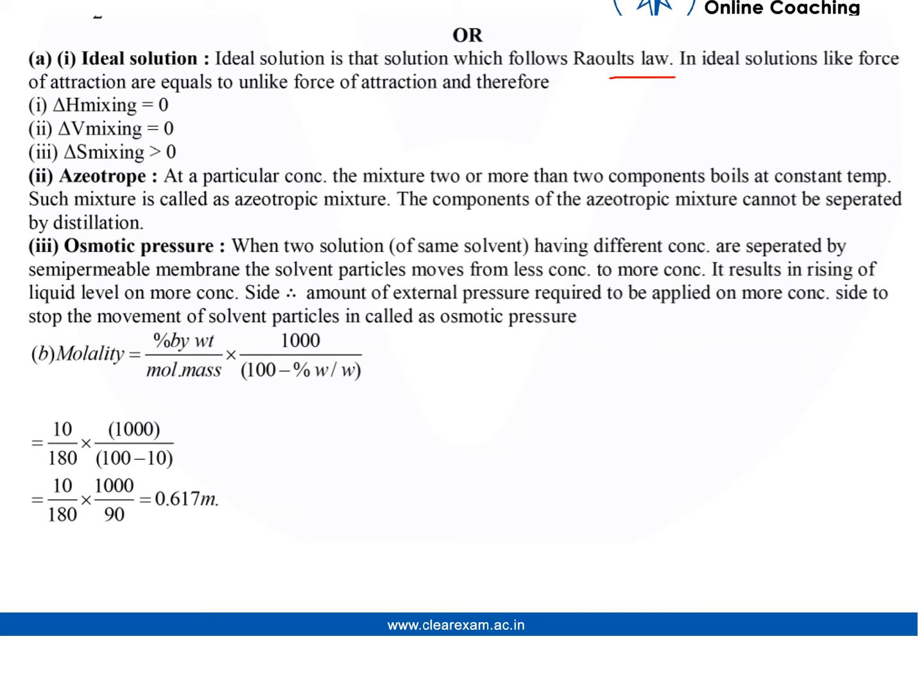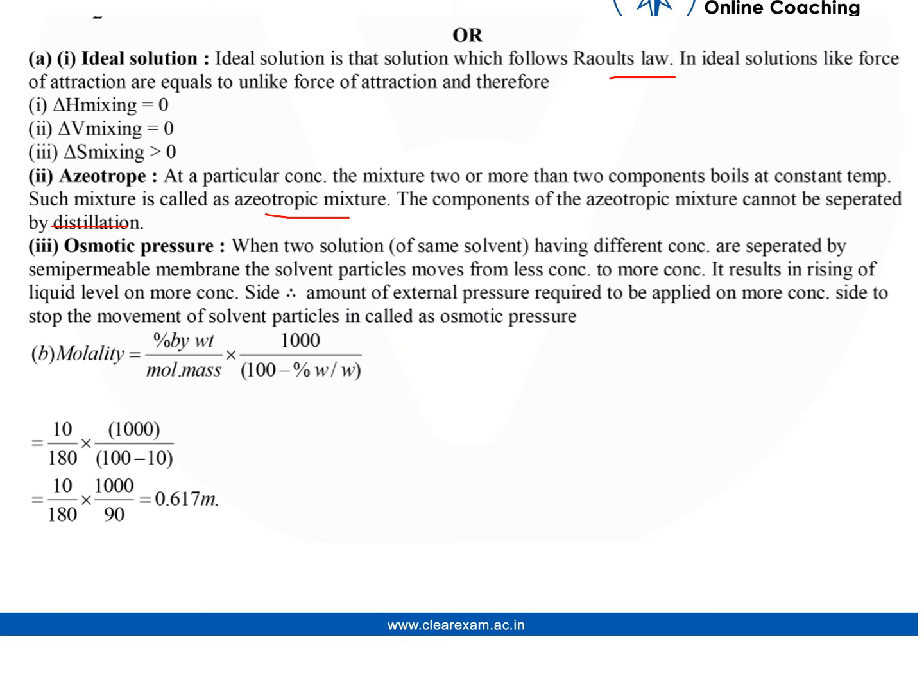Second part, azeotropes. At a particular concentration, the mixture of two or more components boils at constant temperature. Such mixtures are called azeotropic mixtures. The components of an azeotropic mixture cannot be separated by distillation.